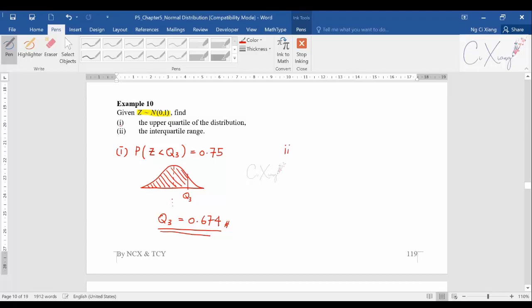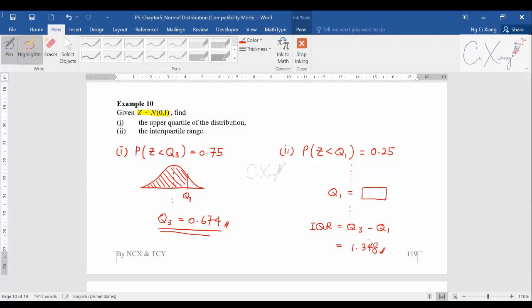Okay, then for part number 2, to find the interquartile range, you need to find out Q1. So again, the same thing. Z smaller than Q1, that means from the minimum value to Q1, what is the area that they cover? 1 over 4, which is 0.25. So you continue to find out Q1 first. I won't tell you the answer, you find out on your own. And then after that, you find out the IQR. So IQR means Q3 minus Q1. The answer that you get should be 1.348. Alright, so this example 10 also go and try out on your own.